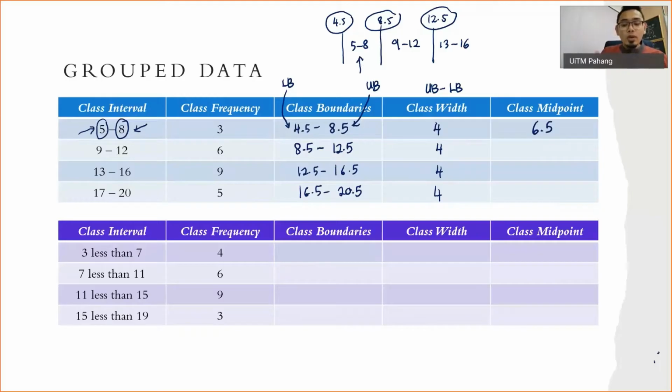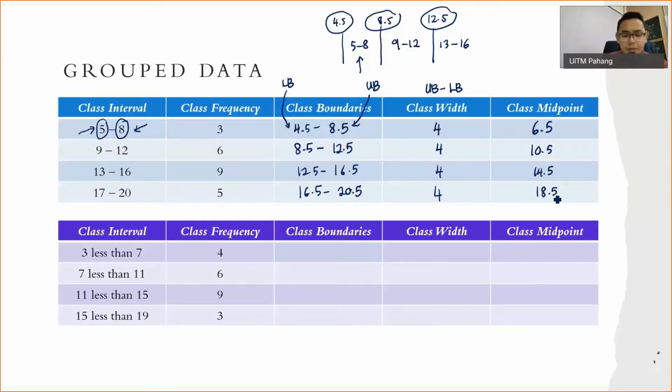Or you can also use the class boundaries to get the midpoint. For example, 8.5 plus 12.5 will be 21. 21 divided by 2, so you get 10.5. So the number in between 9 to 12 will be 10.5. And then the next one will be 14.5, and the last one will be 18.5. So this is how you get a class midpoint.